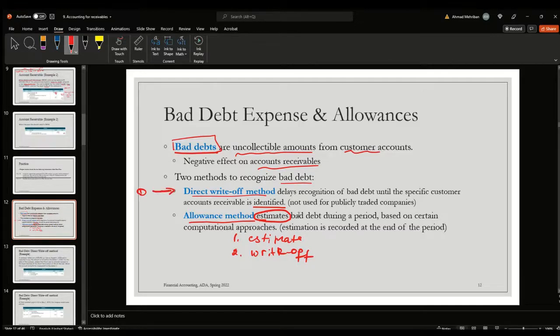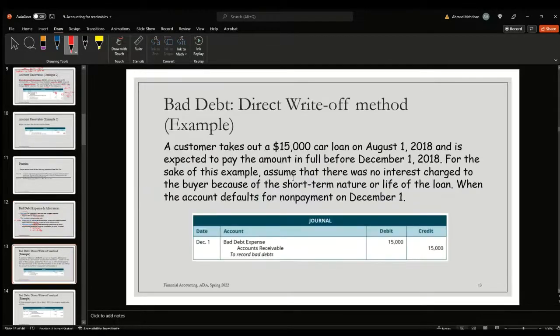Now let's look at the specific examples. First, let's look at the direct write-off method. A customer takes out a $15 car loan. So forget about the specific example, just not to confuse you too much. Let's just go with not a car loan, but let's say you bought a car.